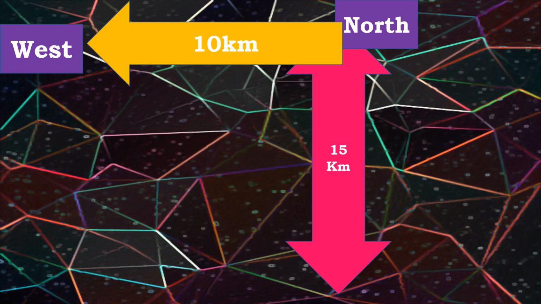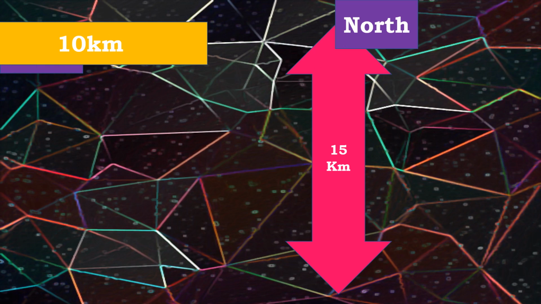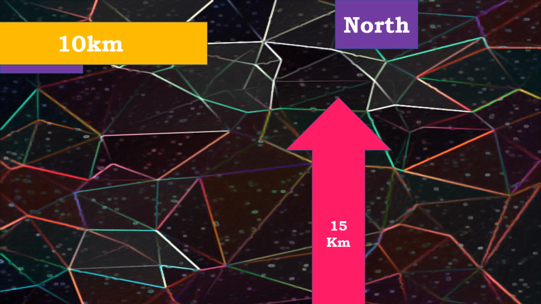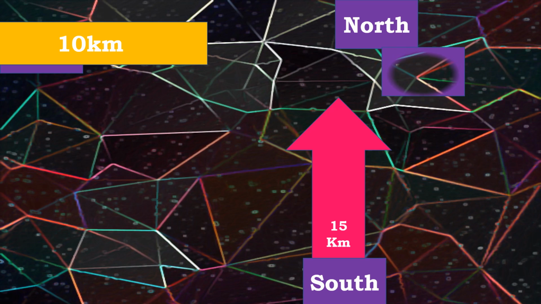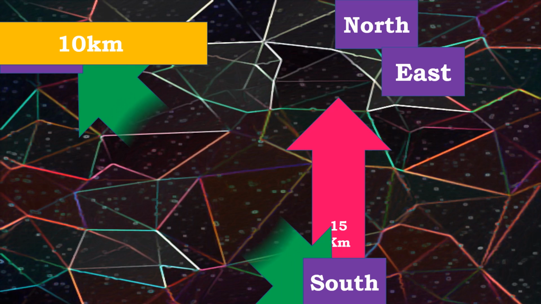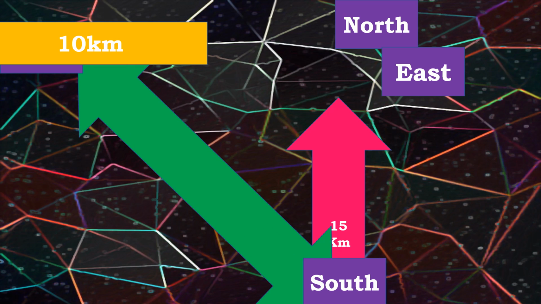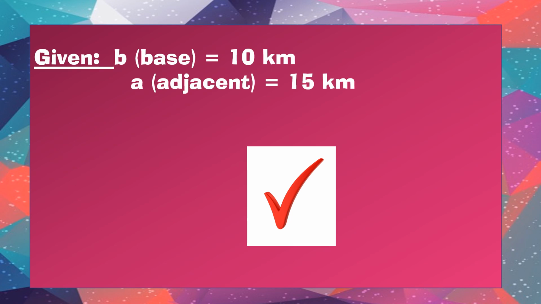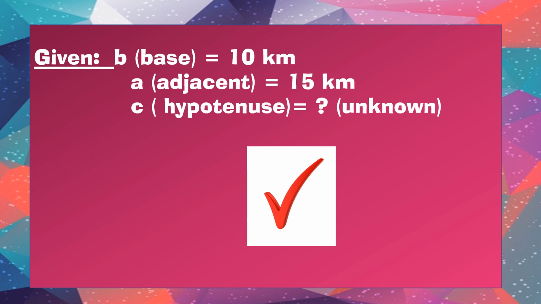So let's take a look at this free body diagram for us to answer the problem. One travels to the west 10 kilometers and then stops, and the other travels to the south for 15 kilometers and then stops. And the question is, how far apart are the two cars when they have both come to the stop point? So let's try to understand the given first. The B is for the base and it is equal to 10 kilometers, and the A for the adjacent and it is equal to 15 kilometers. Now what about the C? The C we don't have a value, it is our hypotenuse and it is the unknown variable.